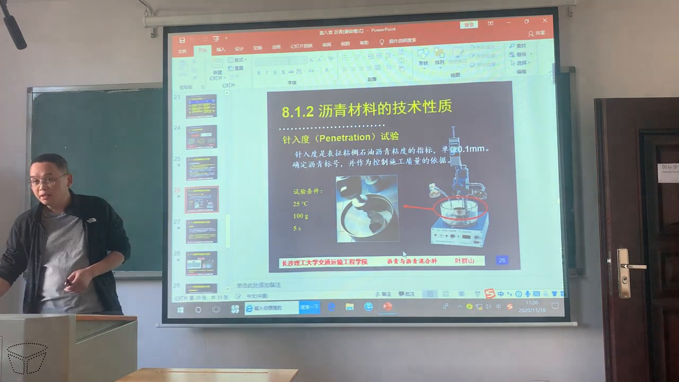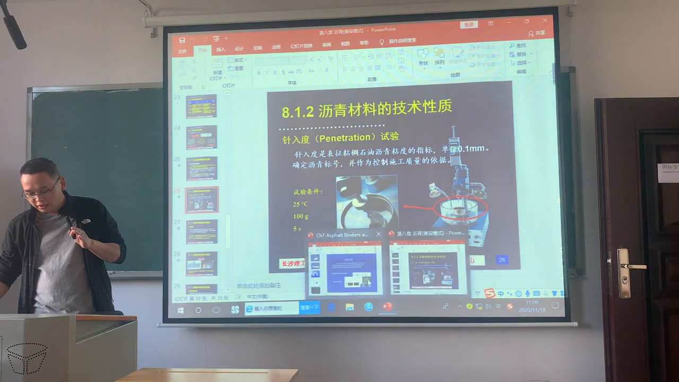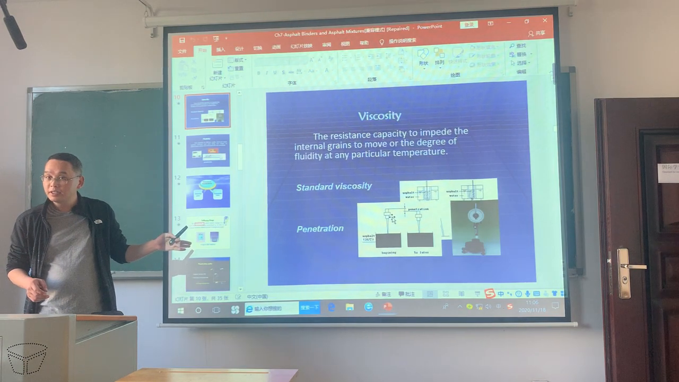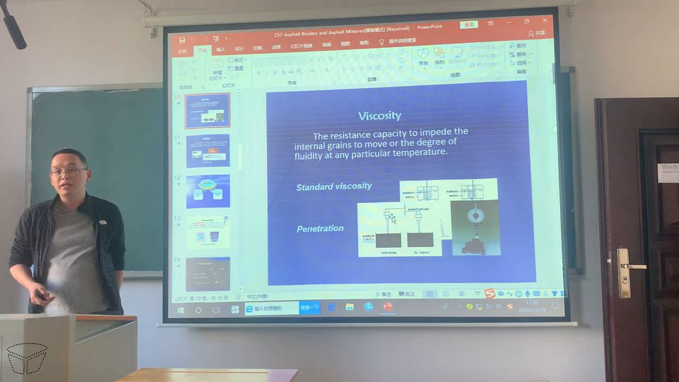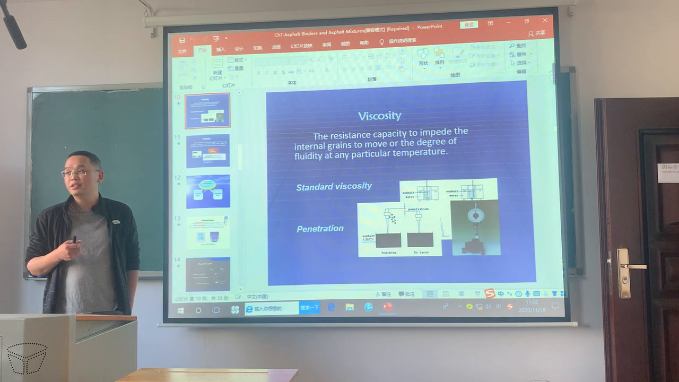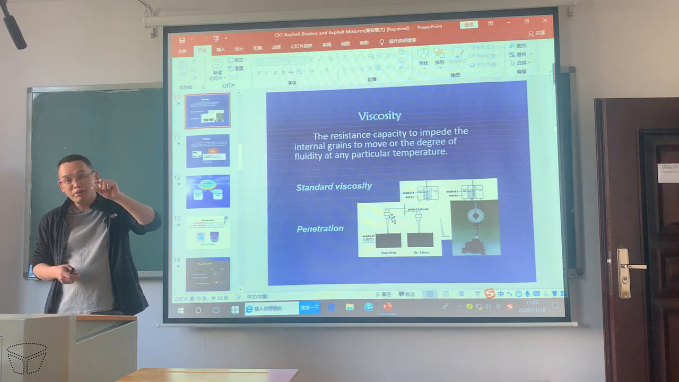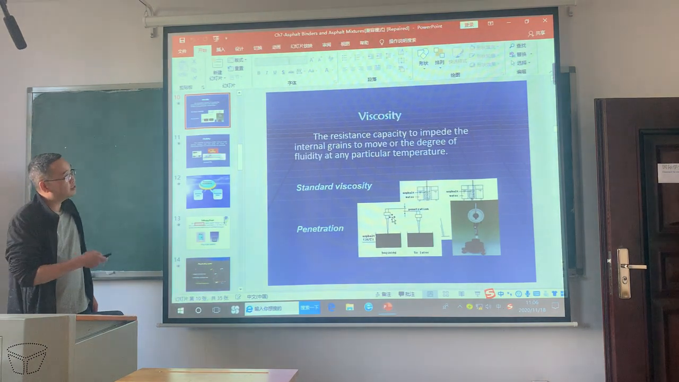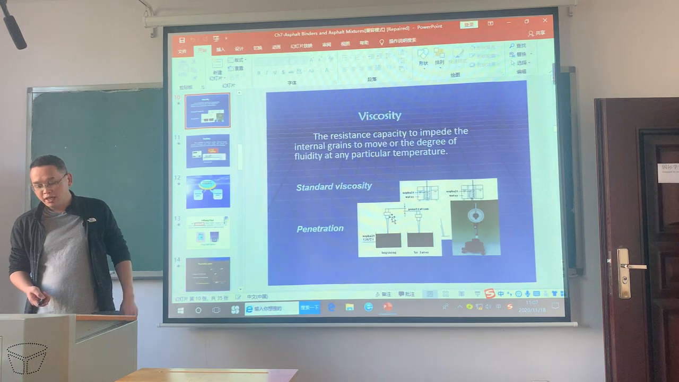It means the viscosity of this asphalt. If the penetration is big, the viscosity is low. If the viscosity is high, the penetration will be small. Yes, it will be small. Yeah. This is for the viscosity of the asphalt. This is the first property.